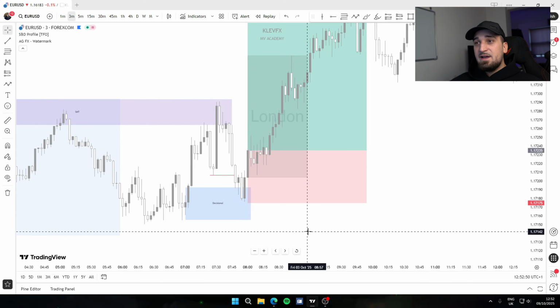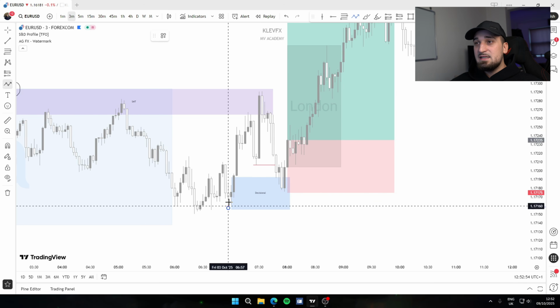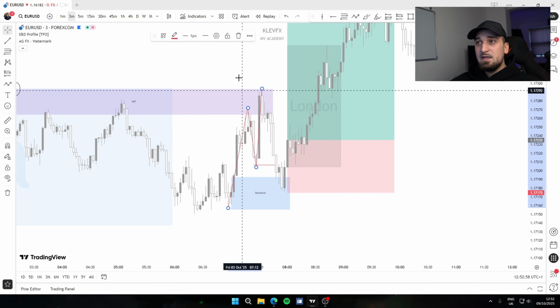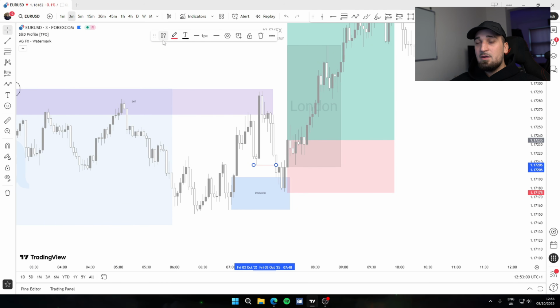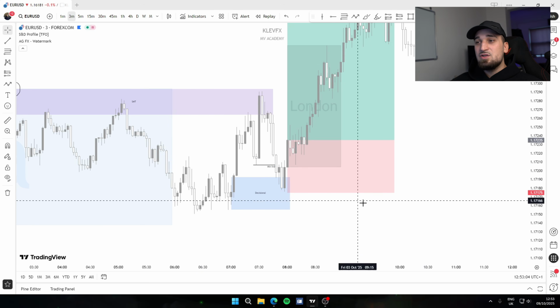Then we need to find our external minor inducements. So in this case, we can clearly see that we have structure forming like this, and this would be our low right here. So we marked out our external minor inducement. So let me mark that out. We have that minor inducement marked out.